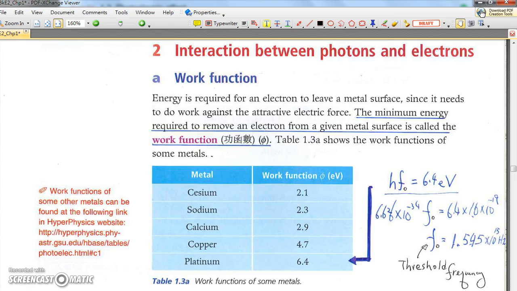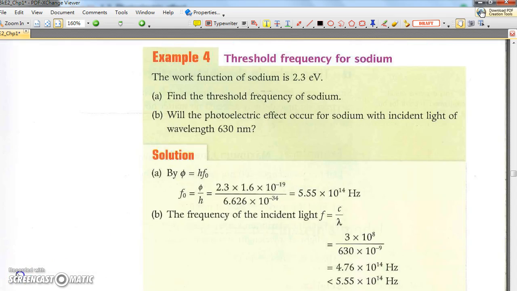Well, on the last page, we were given the work functions of different metal surfaces. So can we find the threshold frequency of platinum, for example? Now you can see this 6.4 electron volt is the work function, and we suppose the threshold frequency will give a photon energy that is exactly equal to 6.4 electron volt. And in this way, as you can see here, we can easily calculate the threshold frequency of the platinum surface.